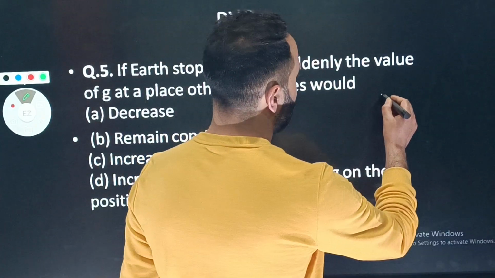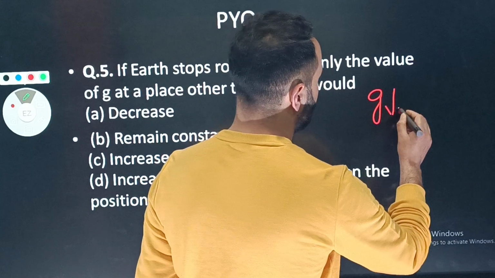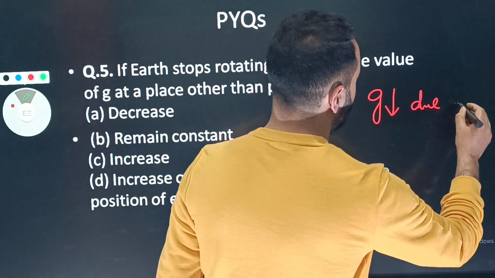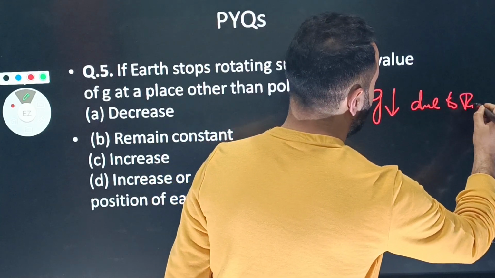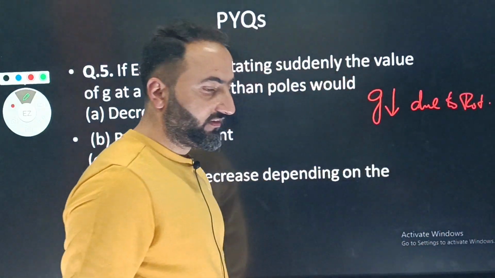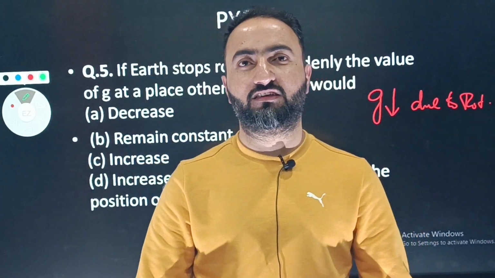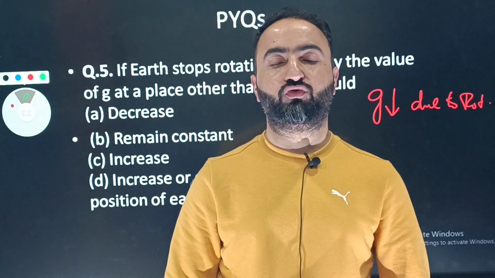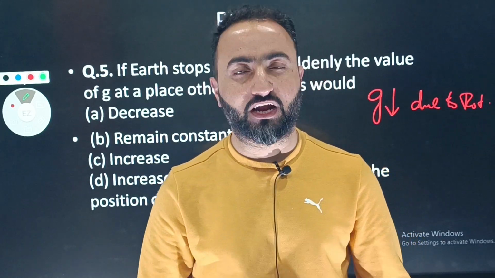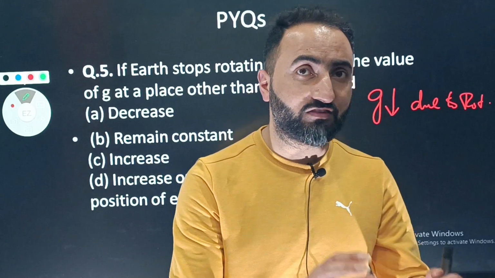So here I will write down that acceleration due to gravity decreases due to rotation. What do we mean by that? That means if, for example, the Earth is at rest, not rotating, and then in the second situation the Earth is rotating, then when the Earth is rotating, the acceleration due to gravity will be lesser compared to that when the Earth is assumed to be at rest.